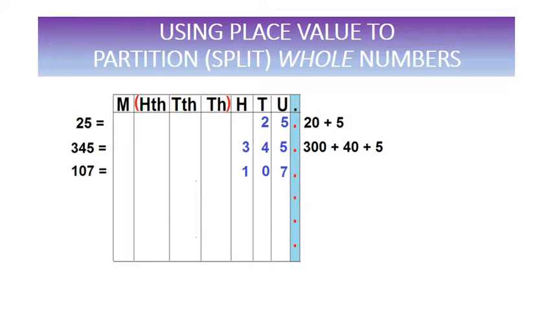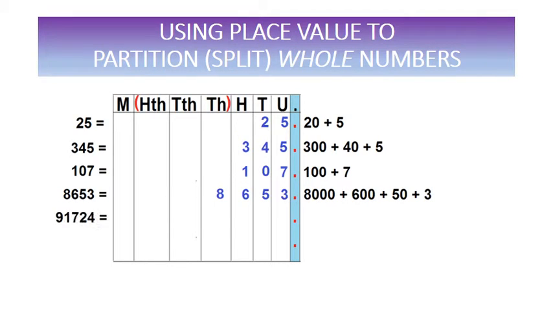This one, 107, we've got 0 tens, but we've got 1 in the hundreds column, so 107. Here we have 8 in the thousands column, so 8,000 plus 600 plus 5 tens, which is the same as 50 plus 3. Here we now have a 9 in the 10,000s column, so that's the same as 90,000 plus 1,000 plus 700 plus 20 plus 4.